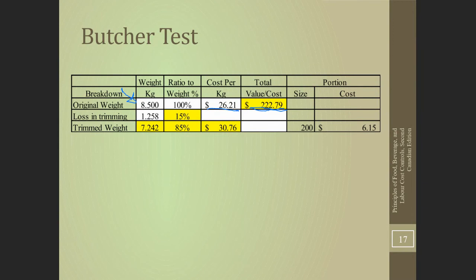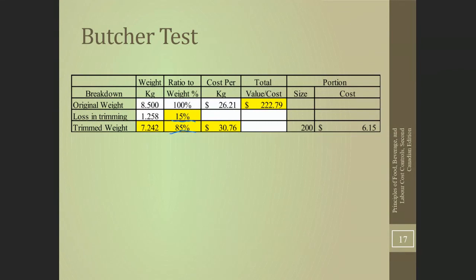Let's say we clean our lamb, and we pull out 1.258 kilograms worth of whatever. That's hooves, fur, fat, bones, stuff like that. Means that our lamb has been cleaned, it only weighs 7.242 kilograms. This is all very similar to the cooking loss test. For example, the trimmed weight is the original weight minus the loss in trimming. And we want to show the percentage of each item. So in this case, we lost 15% in cleaning the lamb, which means that our lamb now only weighs 85%. We only have 85% of our whole lamb left.